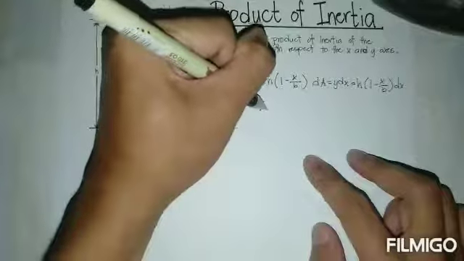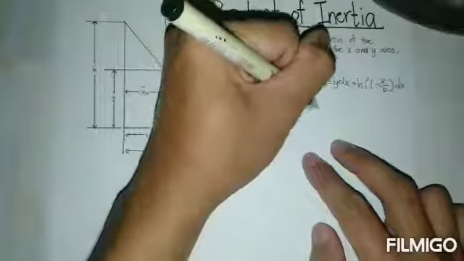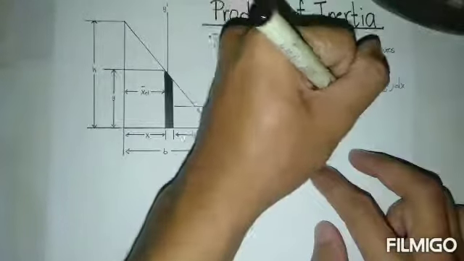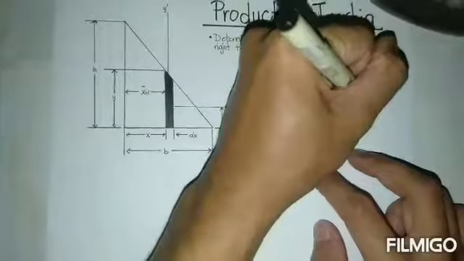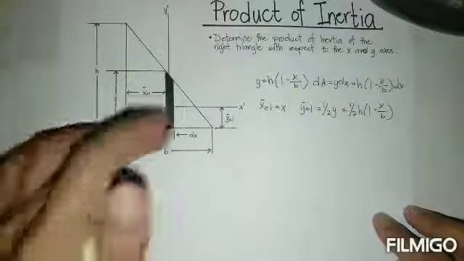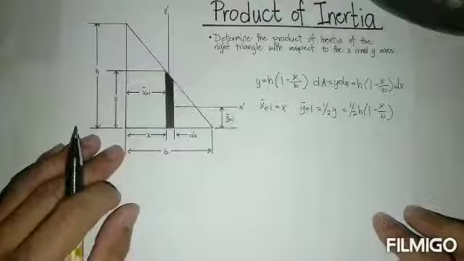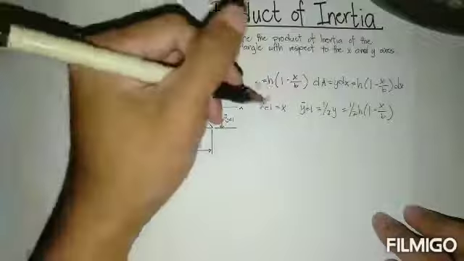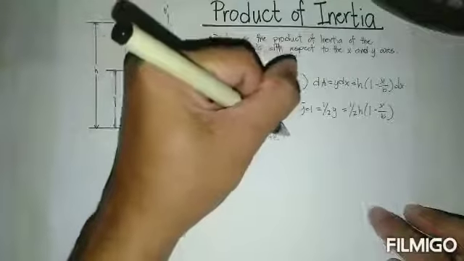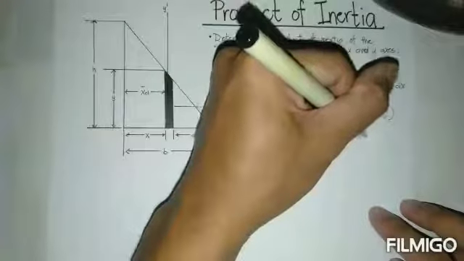Next, x̃L equals x, and ỹL equals 1/2 y, which is 1/2 times height times 1 minus x over b. Now integrating dI sub xy from x equals 0 to x equals b.